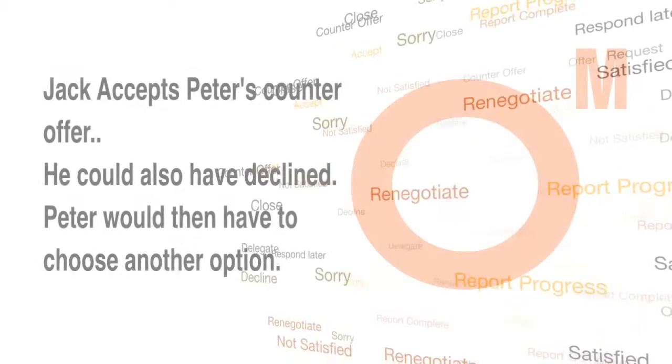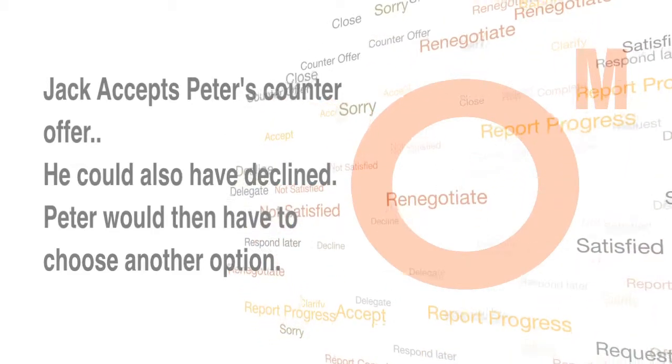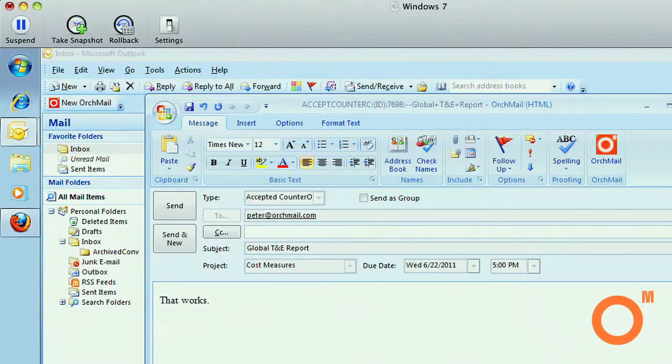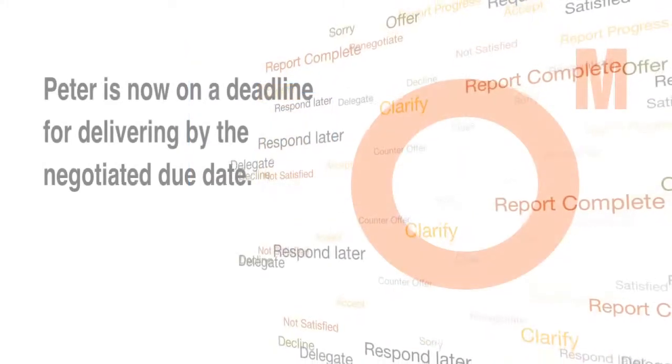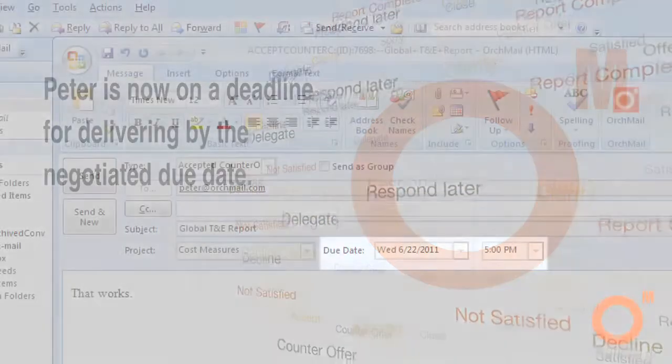Jack accepts Peter's counteroffer. He could have also declined. Peter would then have to choose another option. Peter is now on a deadline for delivering by the negotiated due date.